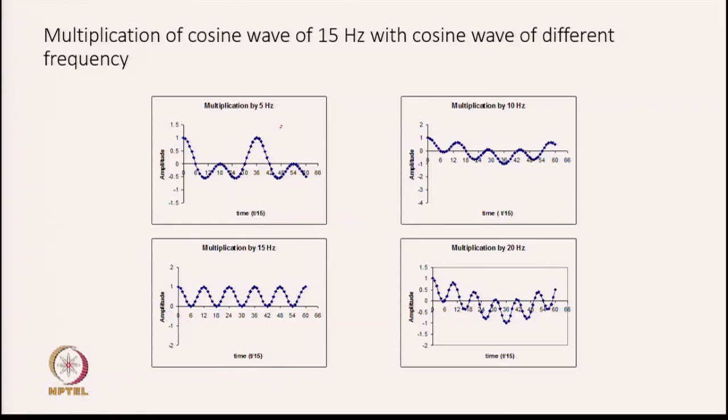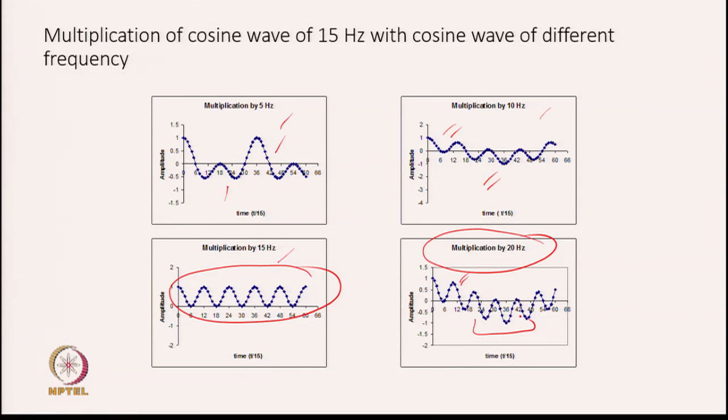First we have multiplied that by 5 hertz and you see it looks like this. Some part has positive amplitude, some part has negative amplitude. Whereas, when we multiply by 10 hertz, again you can see some parts have positive amplitude and other parts have negative amplitude. But when we multiply by 15 hertz, then everything has positive amplitude. Whereas, again if we multiply by 20 hertz, then this part has positive amplitude, this part has negative amplitude.